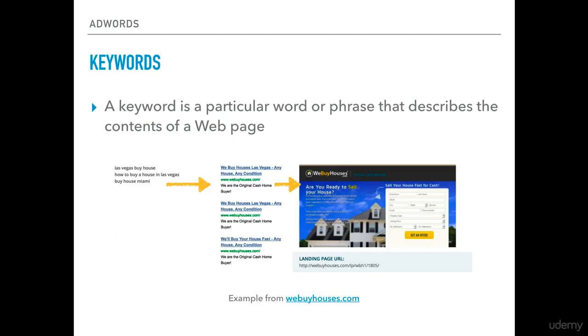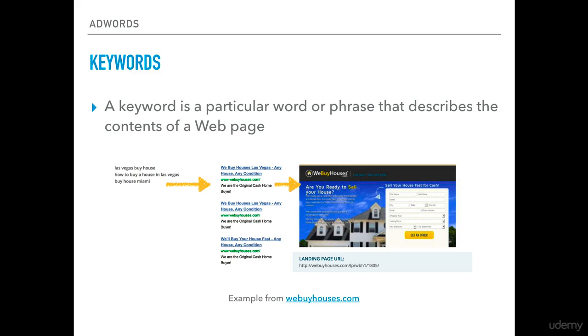Now I need to introduce the concept of keywords. A keyword is a particular word or a phrase that describes the content of a web page. So if we have a look at this example, this is actually a web page called webuyhouses.com, which is a very good example of basically a sourcing website in America. And the keywords that are bringing people to this website are Las Vegas buy house, how to buy a house in Las Vegas, and buy a house in Miami.